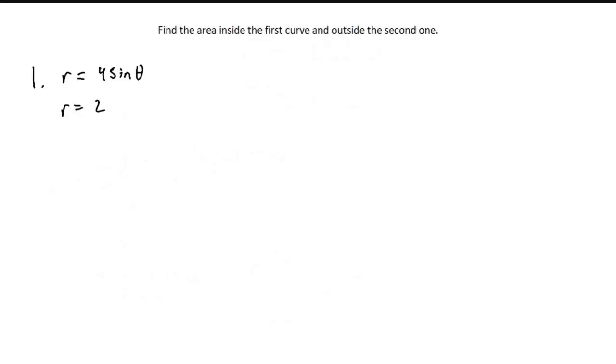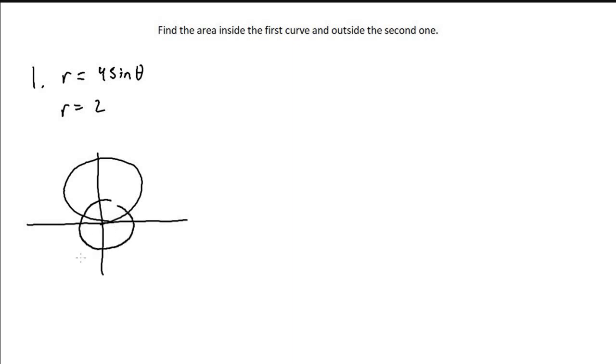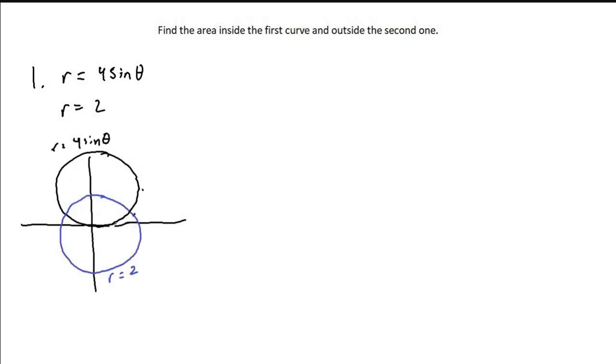So for number 1, we have to find the area inside the first curve and outside the second one. So if I were to draw r equals 4 sine theta, it's going to look something like this. And r equals 2 is just a circle with a radius of 2. So if I were to draw these two graphs, it would look something like this, where 4 sine theta is the top one and r equals 2 is the bottom one.